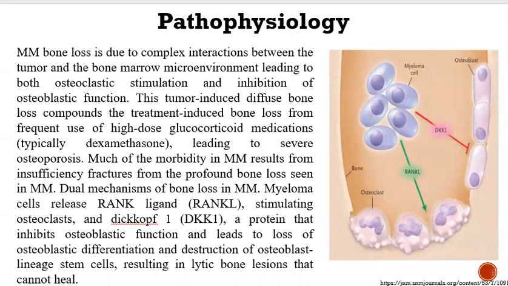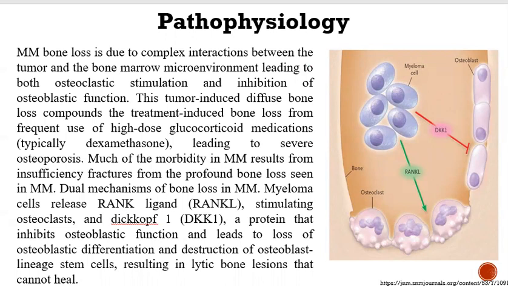Multiple myeloma bone loss is due to the complex interaction between the tumor and the bone marrow microenvironment, leading to both osteoclastic stimulation and inhibition of osteoblastic function. This tumor-induced diffuse bone loss compounds the treatment-induced bone loss from the use of high doses of corticosteroid medication, typically dexamethasone, leading to severe osteoporosis. Much of the morbidity of multiple myeloma results from insufficiency fractures from the profound bone loss.